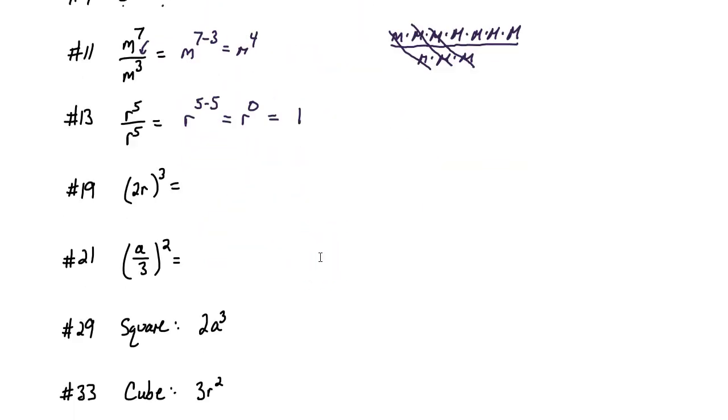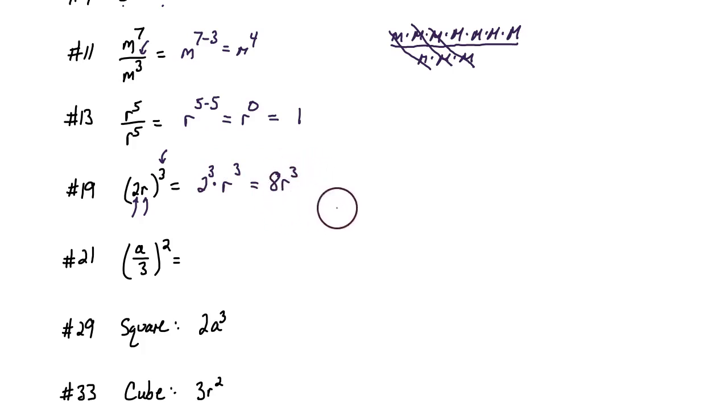Number 19 is a different formation. This doesn't have the same base being multiplied together, nor does it have dividing. Instead, we have a product in parentheses and an exponent on the outside of the parentheses. This fits the 2nd one on page 123. The technique is to take each of the factors and raise to the power: 2 to the 3rd power times r to the 3rd power. 2 to the 3rd power is 8, so the answer is 8r to the 3rd power.